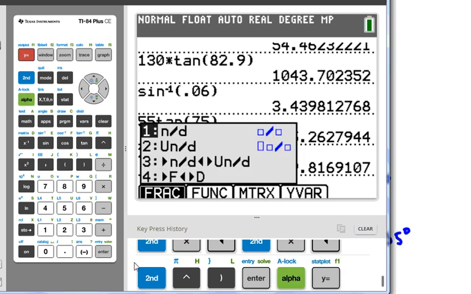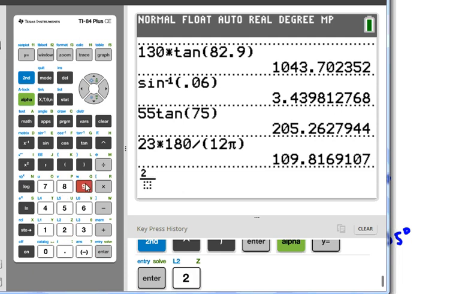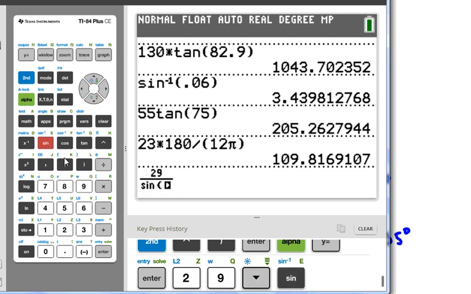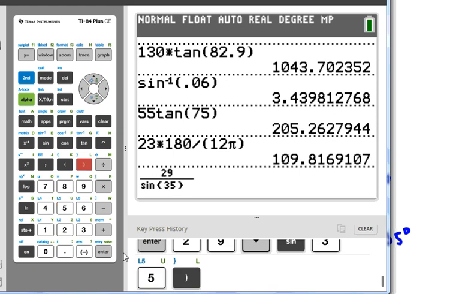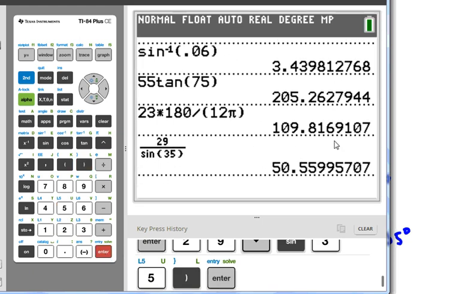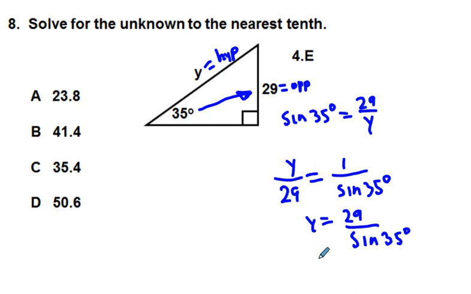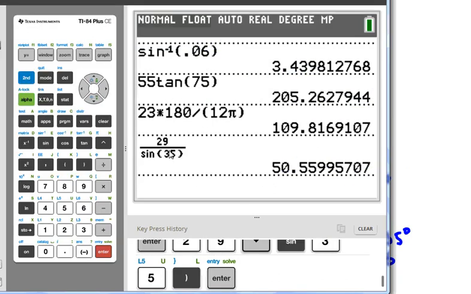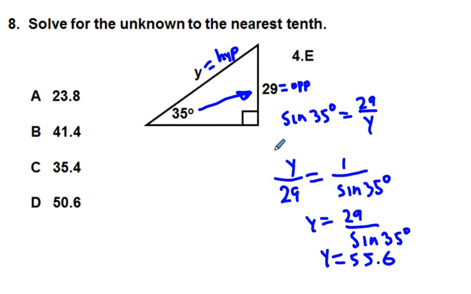Okay. 29 over sine 35 degrees. 55.6, I guess, rounded to the tenth. 29 sine 35 doesn't look right. Huh. 50.6. I'm mistranscribing.